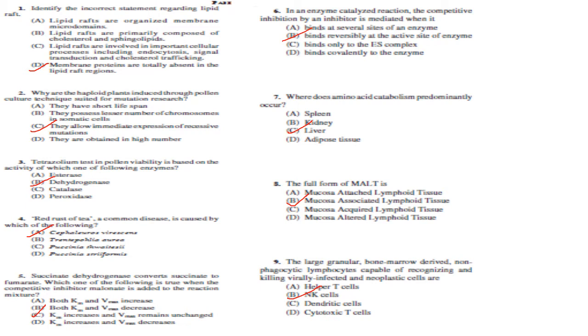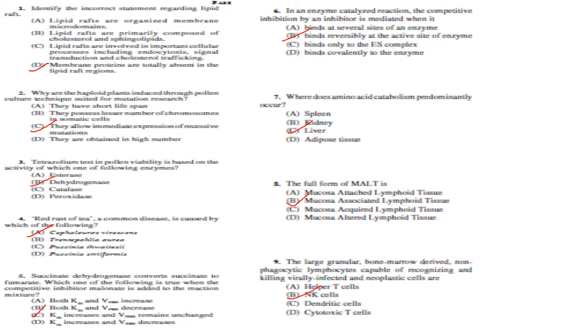Then next one. Succinate dehydrogenase converts succinate to fumarate. Which one of the following is true when the competitive inhibitor malonate is added to the reaction? Competitive inhibitors increase the Km value, and the Vmax remains unchanged. So the answer here is option C. Km increases, Vmax remains unchanged.